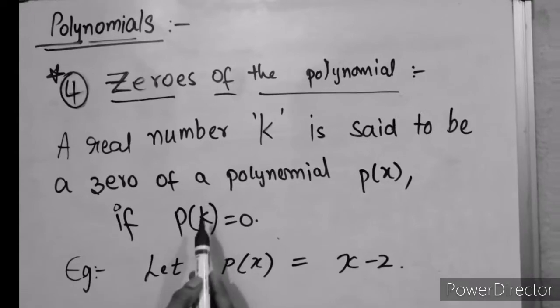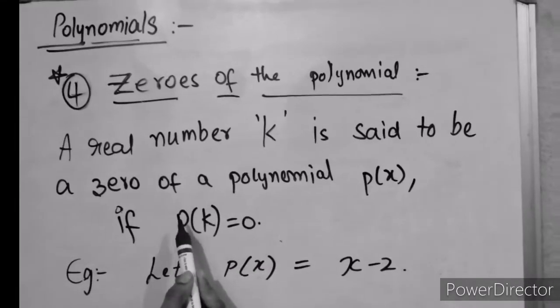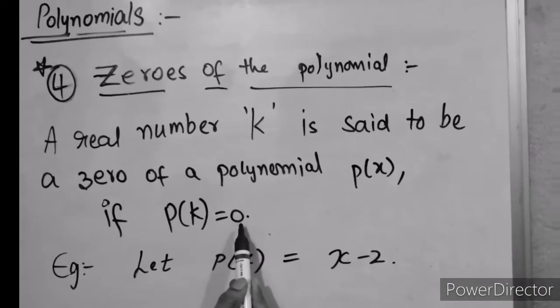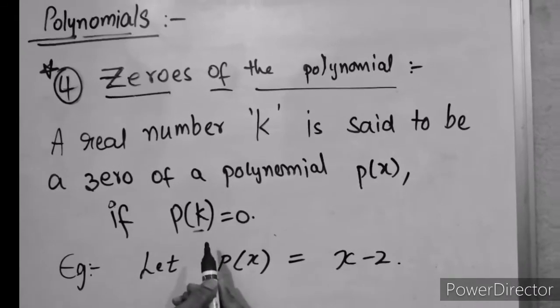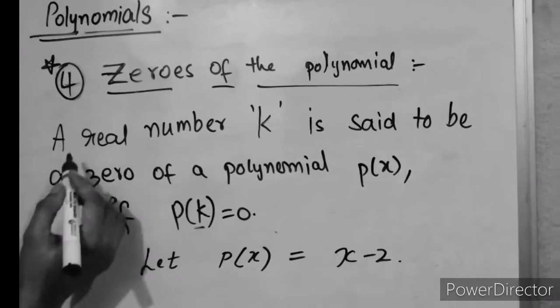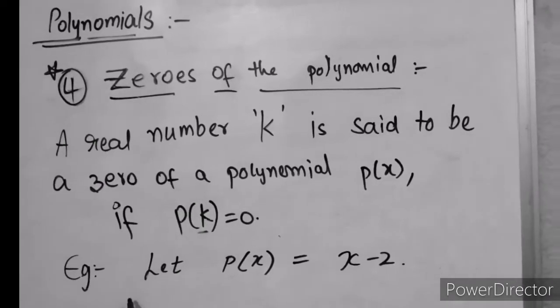instead of writing x, we substitute k in the place of x. After substituting and simplifying, if we get the answer as 0, then this particular k value is called the zero of the polynomial. Let us understand this definition of the zeros of the polynomial using an example.